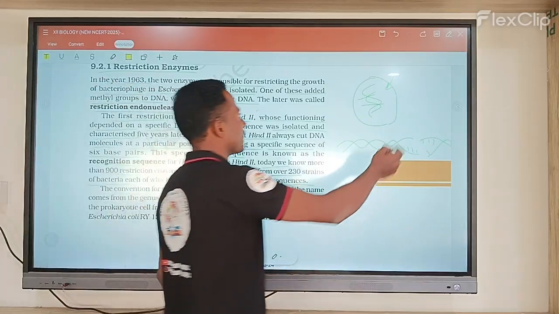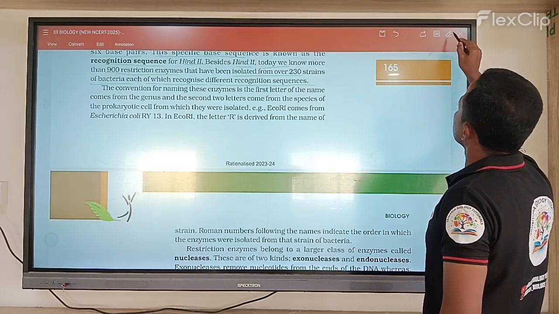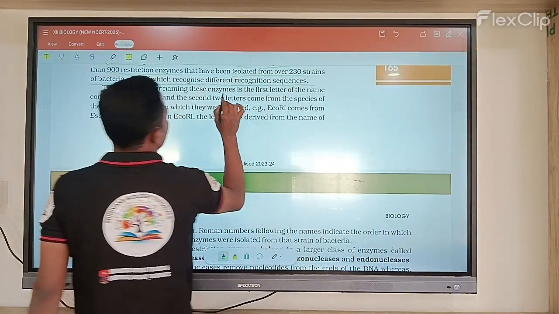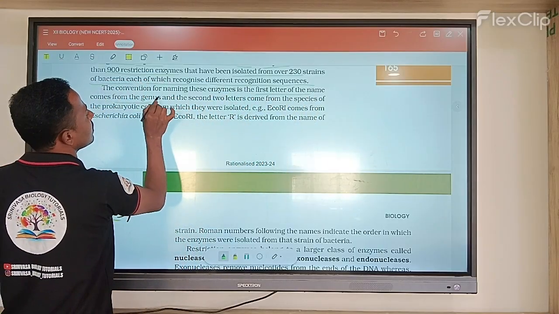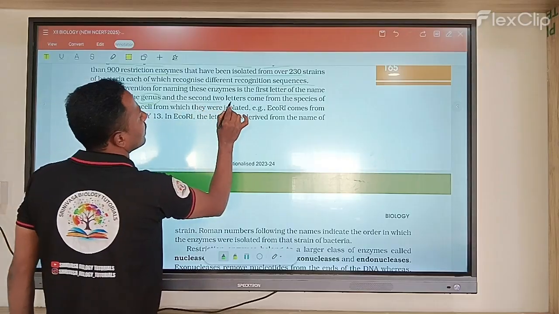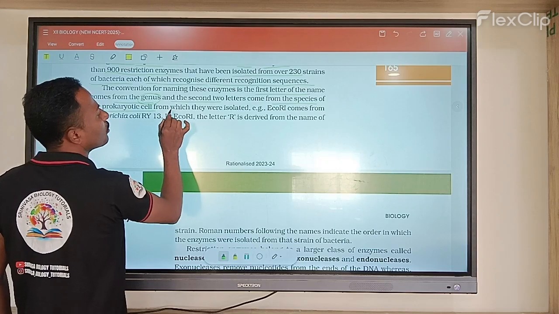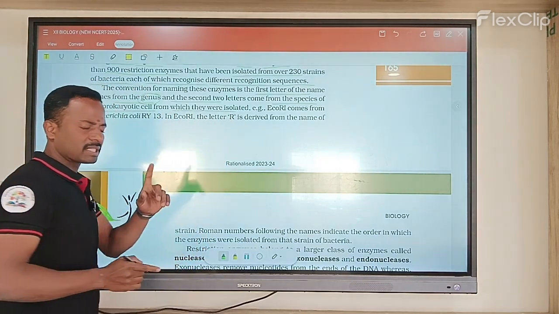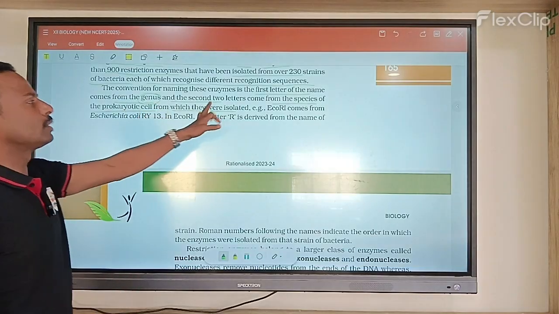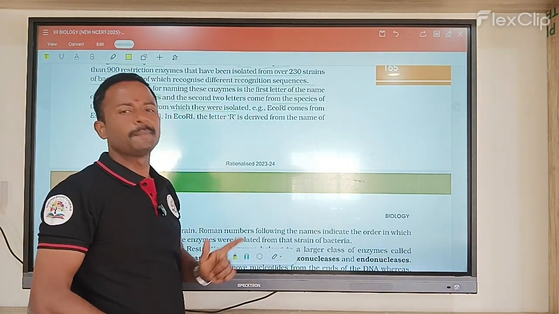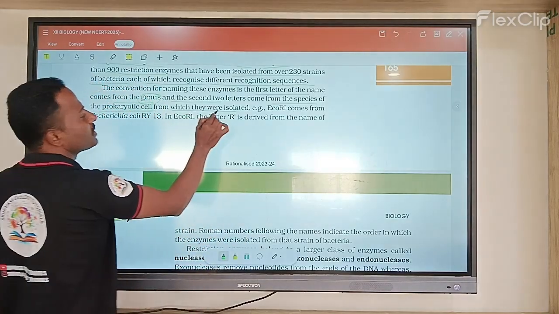Next, the convention for naming these enzymes: the first letter of the name comes from the genus, and the second two letters come from the species of the prokaryotic cell from which they are isolated.